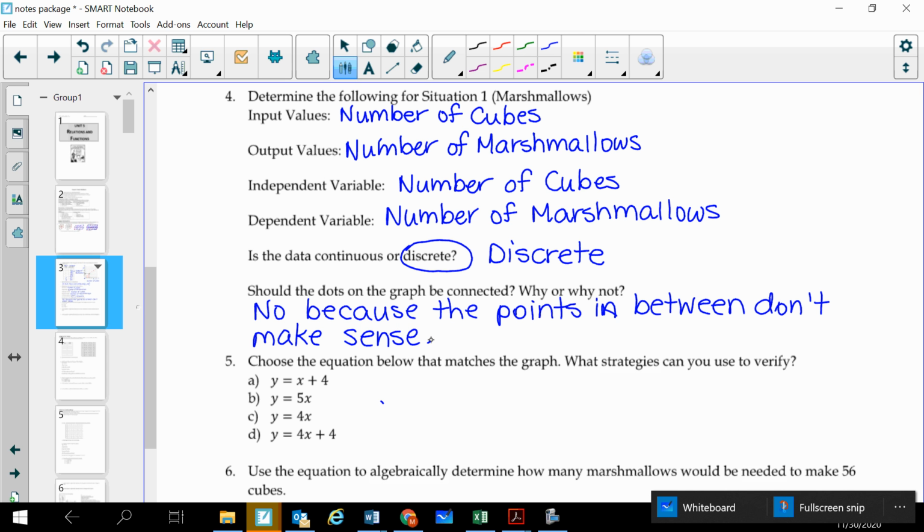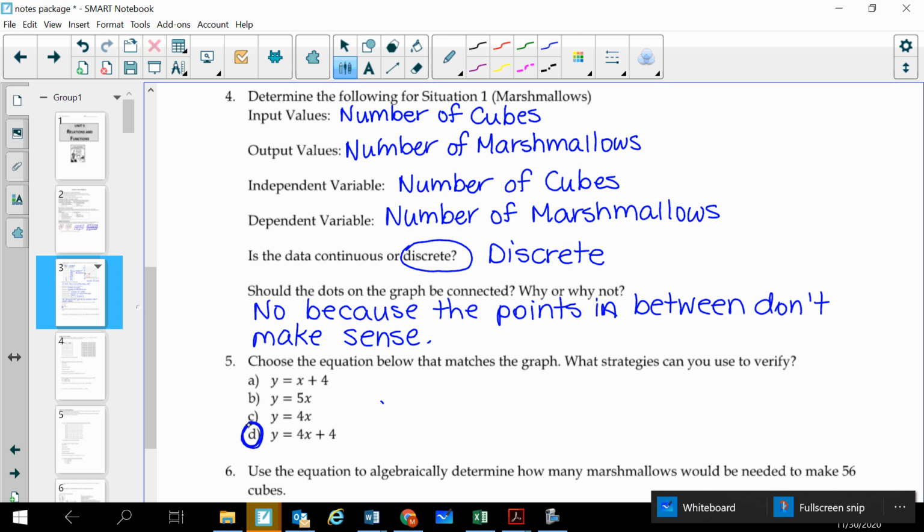Choose the equation below that matches the graph. What strategies can you use to verify? These were corrected in the electronic notes, but I didn't catch the error when I was printing off your notes. So the answer here should actually be D. You might want to make that change in your notes. I think you have y equals 4x plus 2. It should be y equals 4x plus 4.